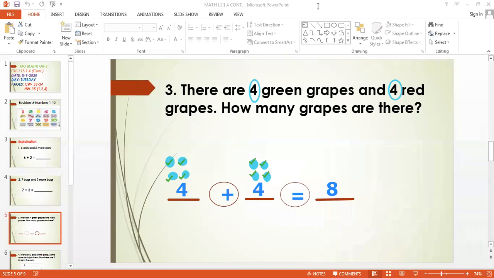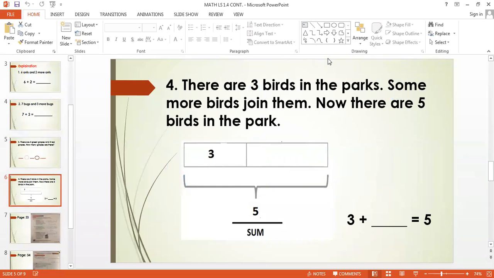Now, the next one. There are 3 birds in the park. Some more birds join them. So some more birds come and join them. Now there are 5 birds in the park. So there are all 5 birds in the park. Before there were 3 birds and some come and join them. Do you know how many come and join them? No, you have to find the answer how many come and join them.